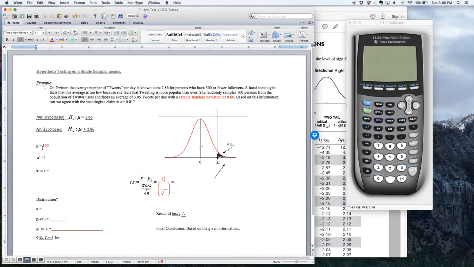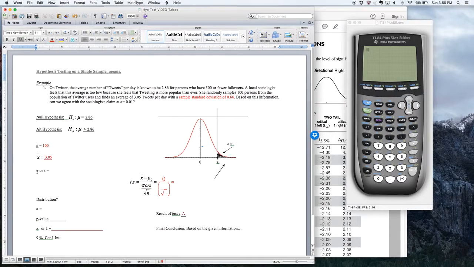Now remember, that average is a sample average. Don't forget, this is an average too, right? This is the population mean, 2.86. You're trying to oppose this. She grabs 100 people, finds the average. Her average was 3.05, which, by the way, notice, is in fact bigger than 2.86. So maybe her suspicion is actually correct. We don't know. We have to first do the test, right?